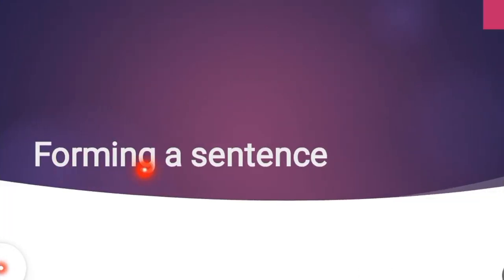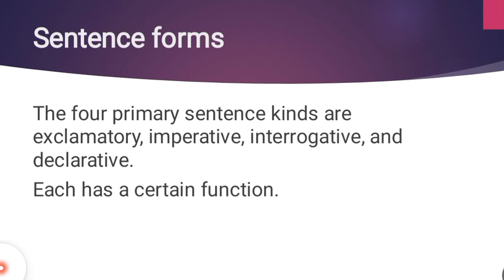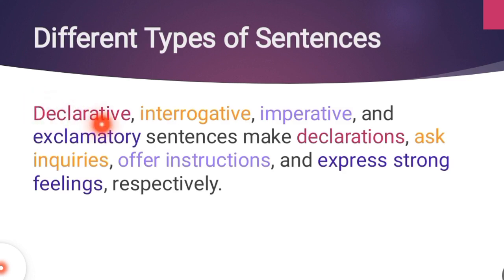Now forming a sentence. Sentence forms. The four primary sentence kinds are exclamatory, imperative, interrogative, and declarative. Each has a certain function. Declarative, interrogative, imperative, and exclamatory sentences make declarations, ask inquiries, offer instructions, and express strong feelings respectively.